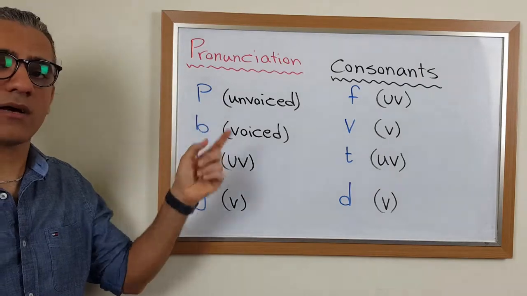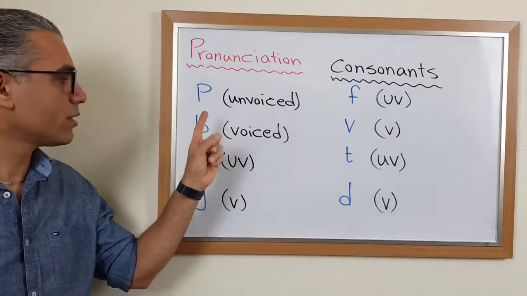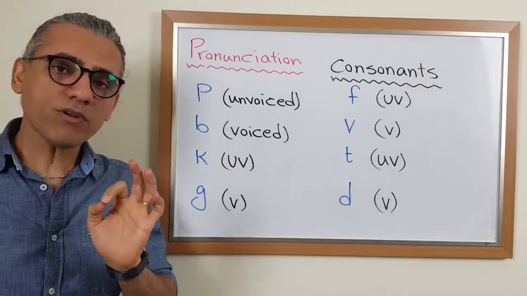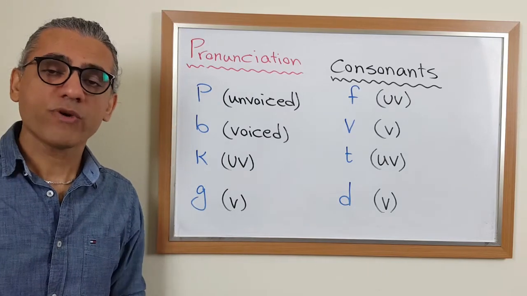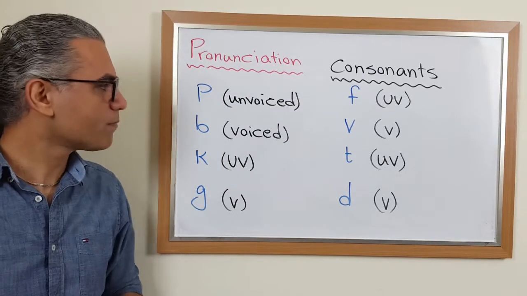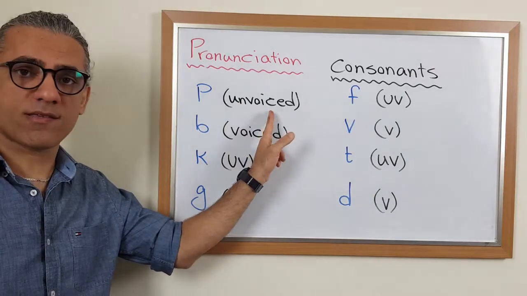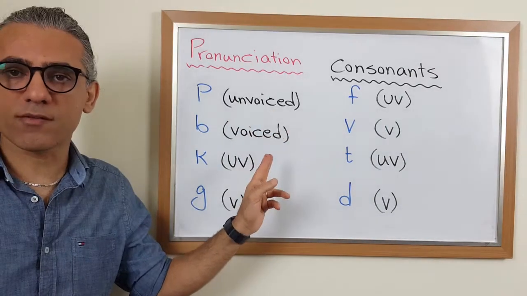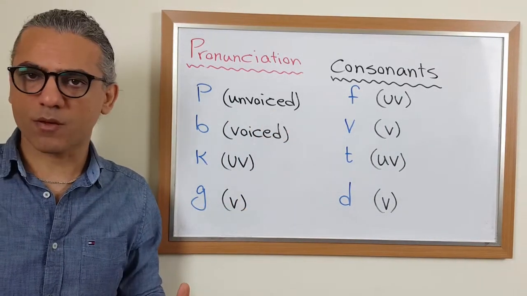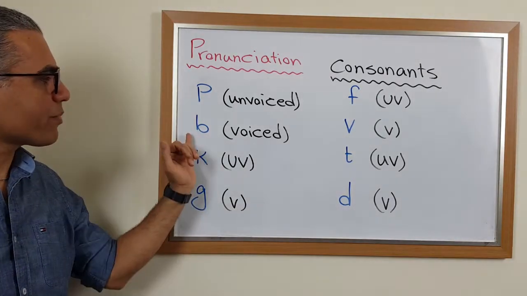When you see this sound, it makes the sound of p. This is b. But there is something important about consonants. We have two types of consonants. One is unvoiced, the other one is voiced. And the distinction is very simple. Look, let's compare these two.